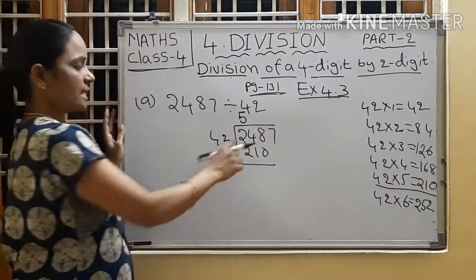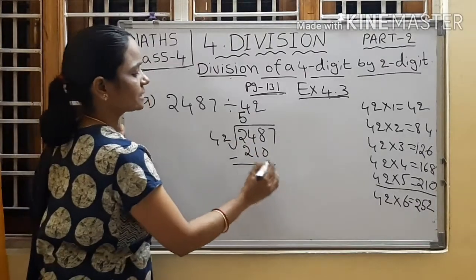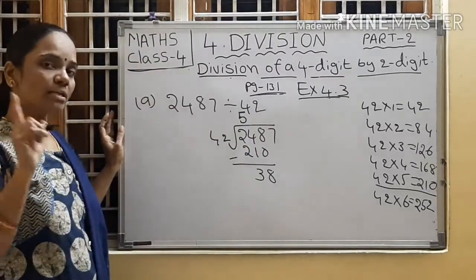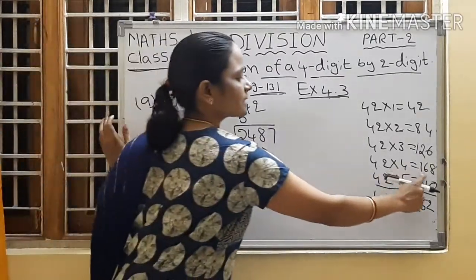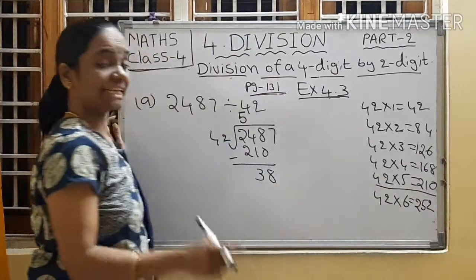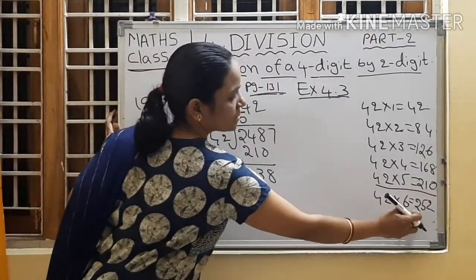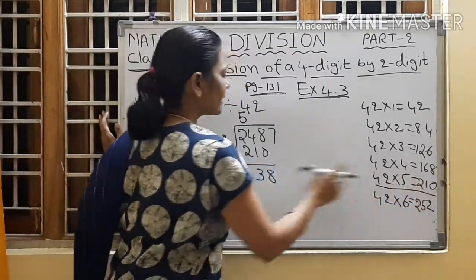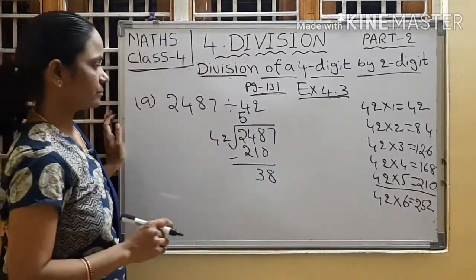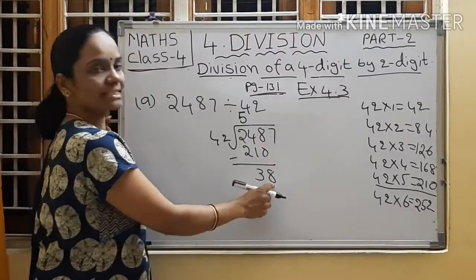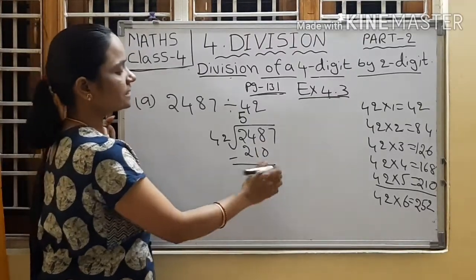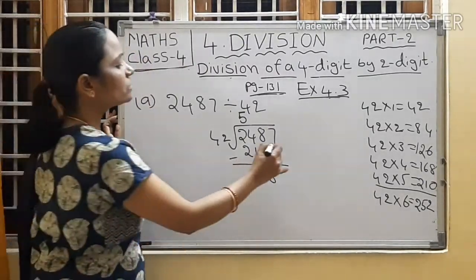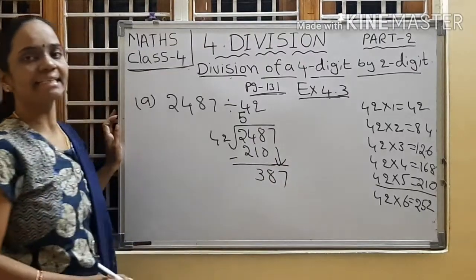Subtraction. 8 minus 0, 8. 4 minus 1, 3. Okay, nearest and smallest number only we have to write. Don't write 168, 126. Nearest number is 210. 252 we can't write. So we have to take 210 only. Yes, 8 minus 0 is 8, 4 minus 1 is 3. 38 is smaller number. So 42 will not divide 38. So what I have to do? Bring down 7, 387 now.